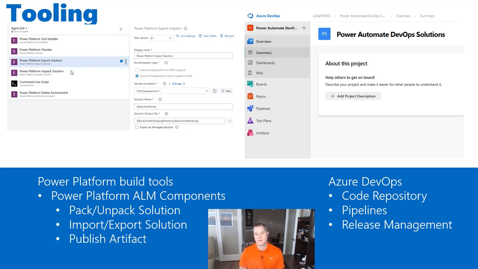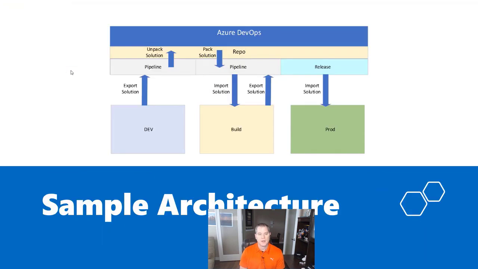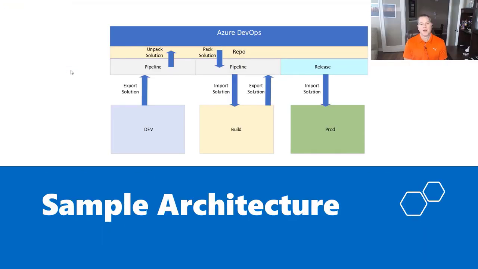Now, when we talk about Azure DevOps, there are generally three components that we're going to use as part of this ALM process, and that includes code repository, pipelines, and release management. So conceptually, how would this work? It really works in three different stages. Stage one is dev. You're in your dev environment, you build and test your application or your solution. And once you're happy with it, you're going to want to export that solution. You'll be able to do that through a pipeline, which will export the solution, unpack it, and store all of your individual artifacts inside of a source code repository.